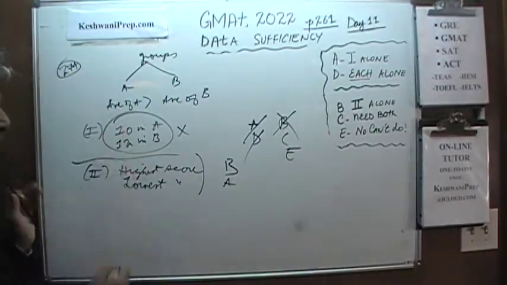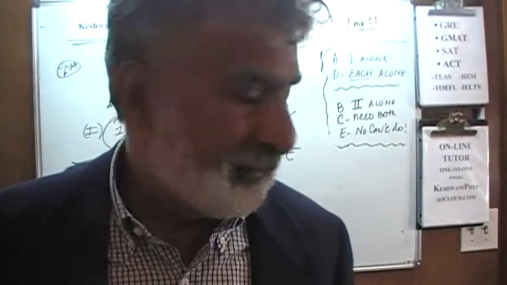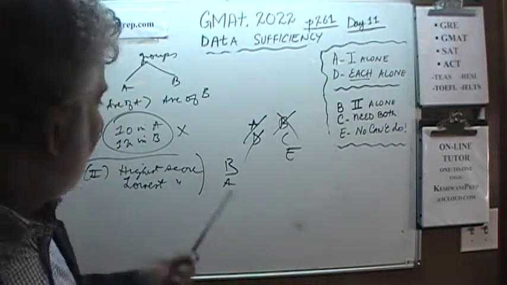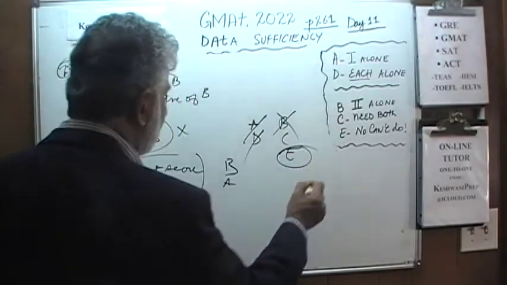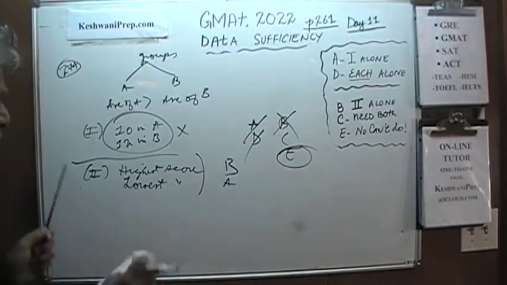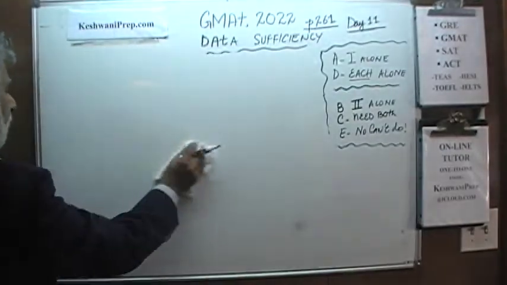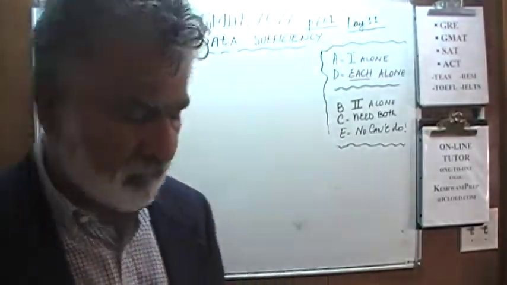Even when we put them together, knowing that the highest score was achieved by somebody in class B and the lowest by somebody in class A, and there are 10 in A and 12 in B, you get the idea. It's not going to get us anywhere. We cannot figure out the average from here. As I said before, don't sit there and talk too much. It cannot be done. You should be able to see it right away.